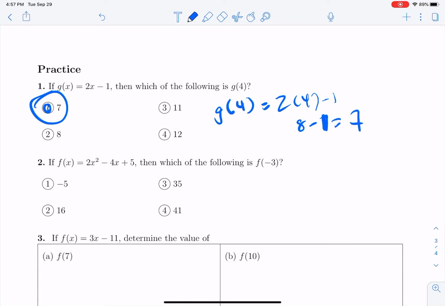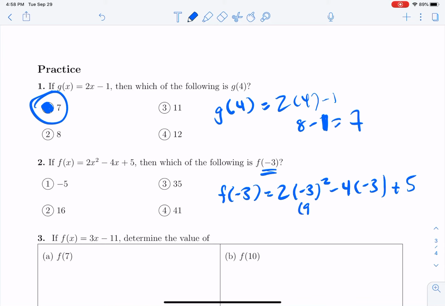We'll fill it in. Okay, if f of x equals 2x squared minus 4x plus 5, what is f of negative 3? Well, here, I'm just going to replace x every place I see it by negative 3. Now, if you have a calculator, that's great. If not, we just have to remember our rules for negatives. So negative 3 squared is 9. I'm going to simplify that to 2 times 9.